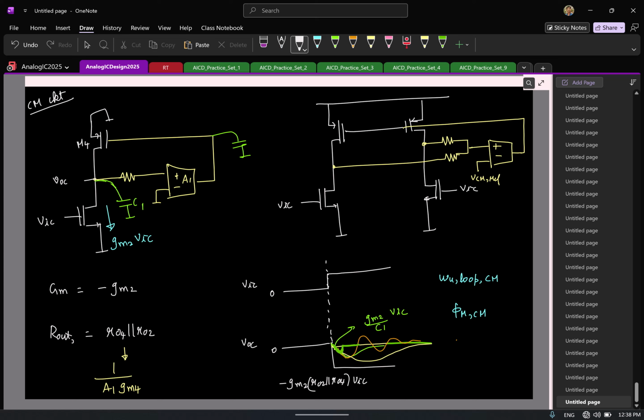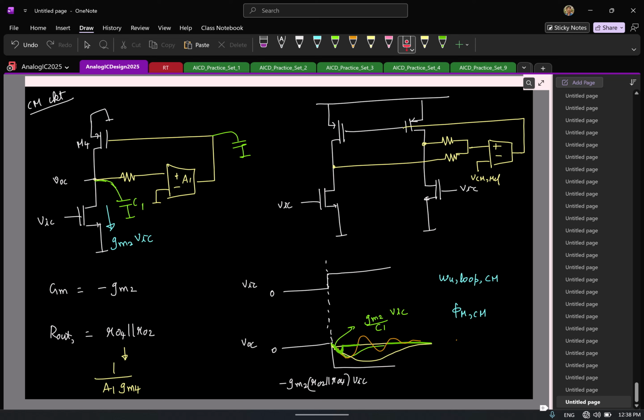Is it okay? So that's a takeaway. Even though you have common mode rejection provided by the CMFB loop, it is valid for steady state, but in transients, depending on the speed of the common mode feedback loop, you can actually see large changes in your output common mode.